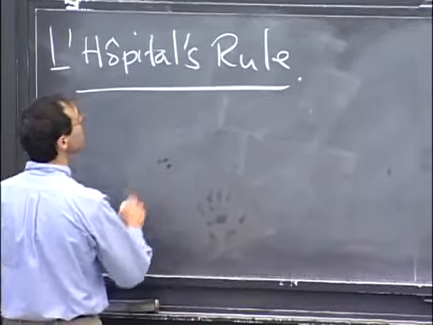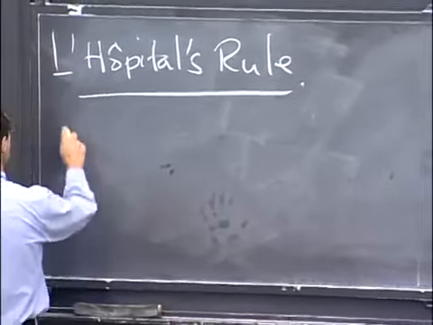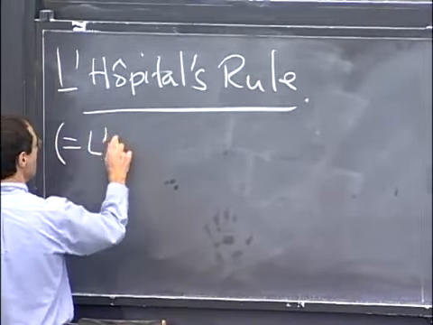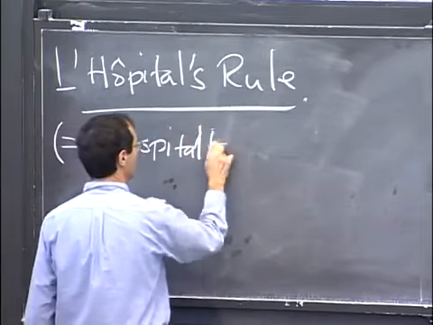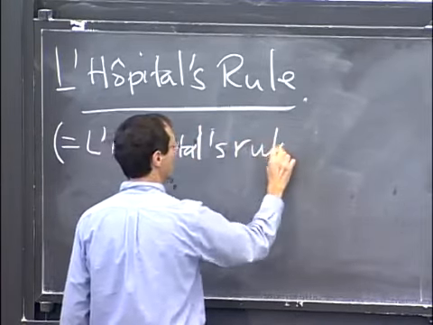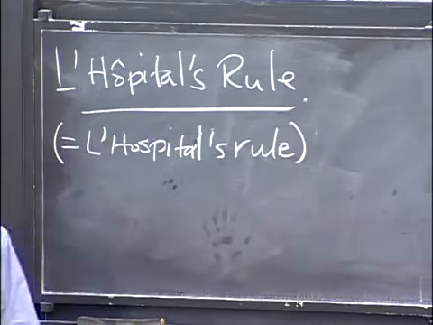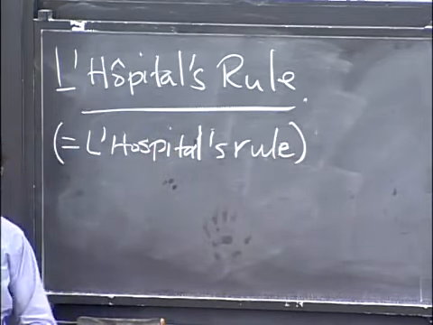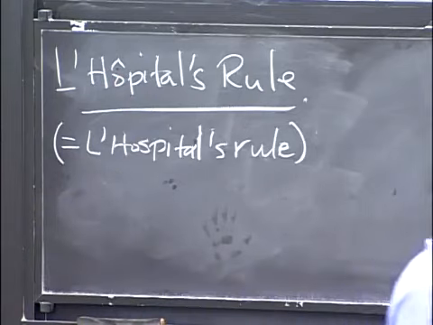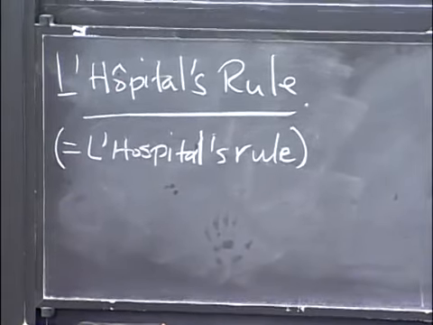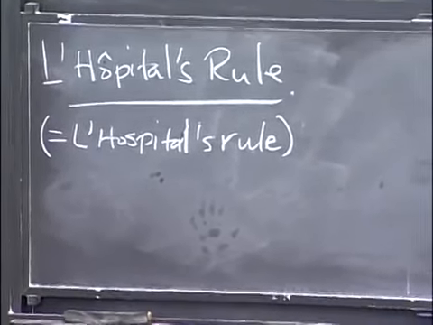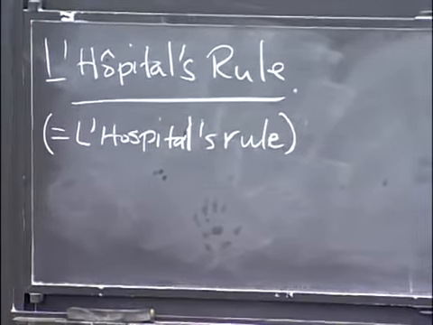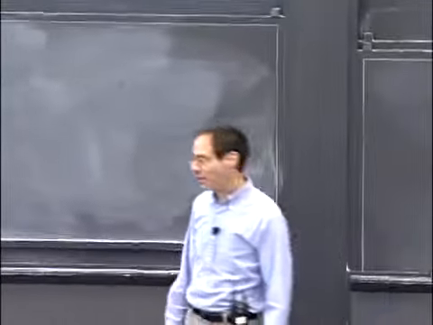L'Hopital's rule is also known as L'Hôpital's rule. That's the same name, since the circumflex is what you put in French to omit the S. So it's the same thing, and it's still pronounced L'Hopital, even if it's got an S in it. All right? So that's the first thing you need to know about it.